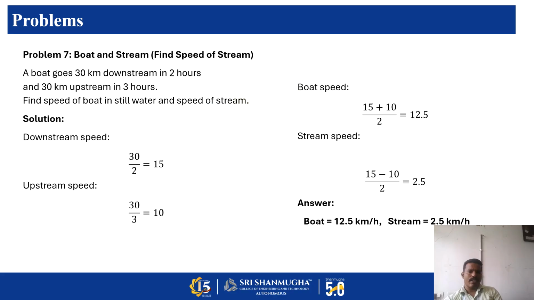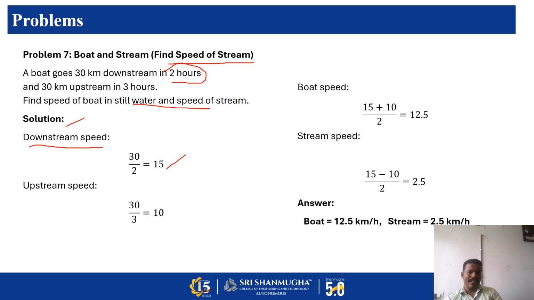Next is boat and stream. Find the speed of the stream. First understand the problem. A boat goes 30 km downstream in 2 hours and 30 km upstream in 3 hours. Find the speed of the boat in still water and the speed of the stream. It is an easy one. First, downstream speed is 30 km in 2 hours, so 30 by 2 is 15.